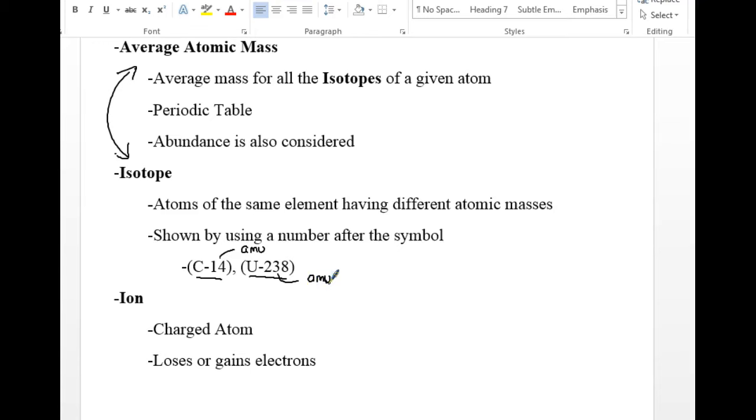A real easy way to figure out what else this is telling us is we know this number is the atomic mass, so that equals P plus N. And carbon is very unique, it always has 6 protons. If it was oxygen, it would have 8. We just look at the periodic table.